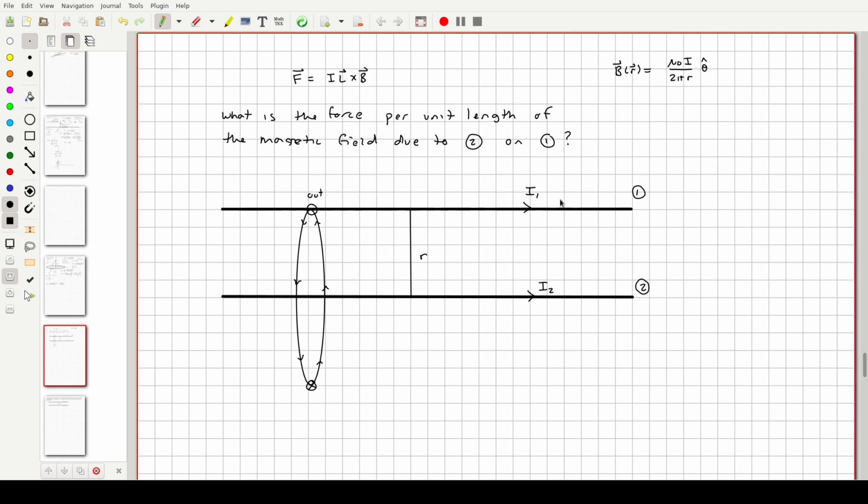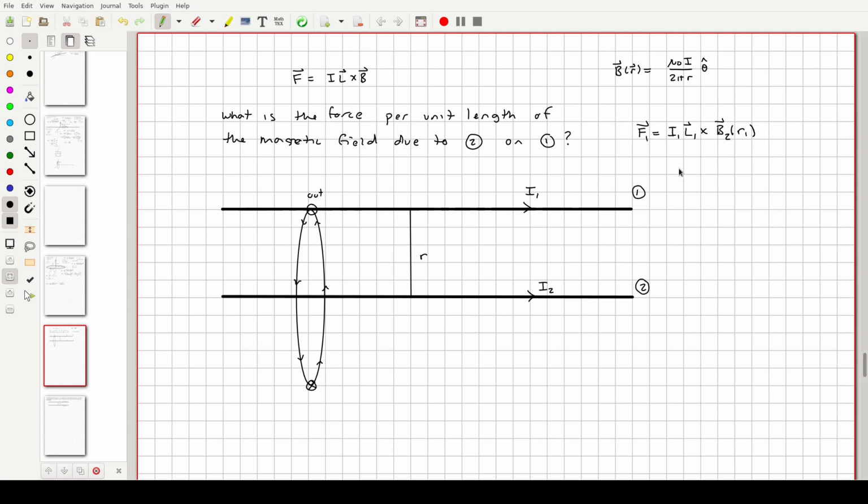So what this says is that if you wanted to look, for example, at the force on wire 1, that's going to be equal to the current that's running through wire 1 times L1, which is in the direction of current 1, cross the magnetic field due to 2 at the location of 1.